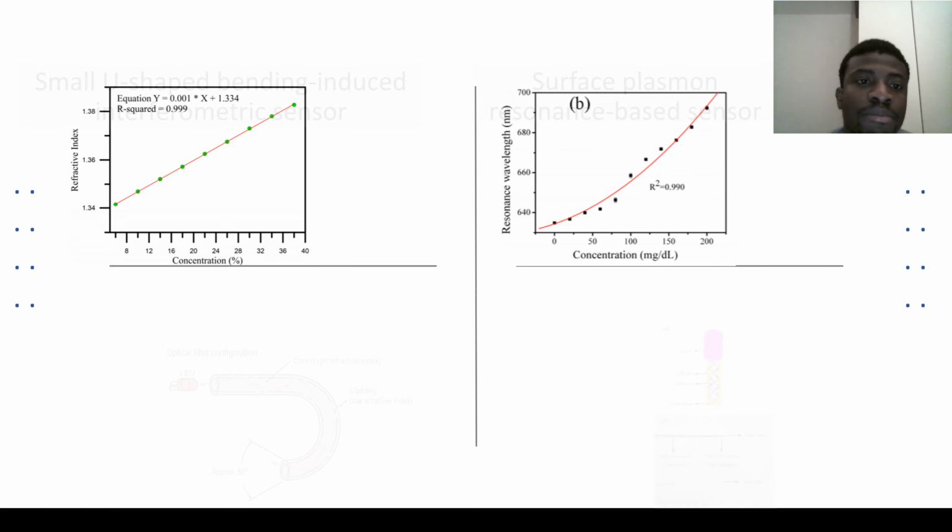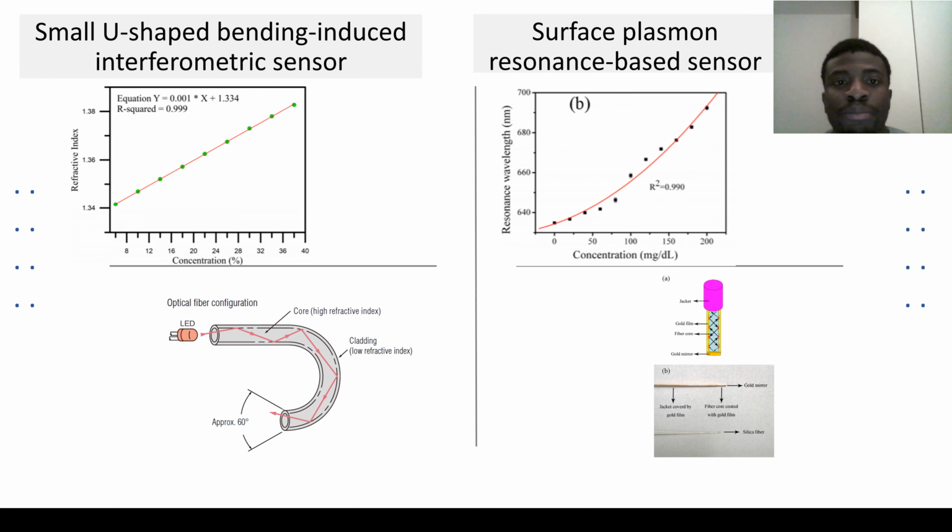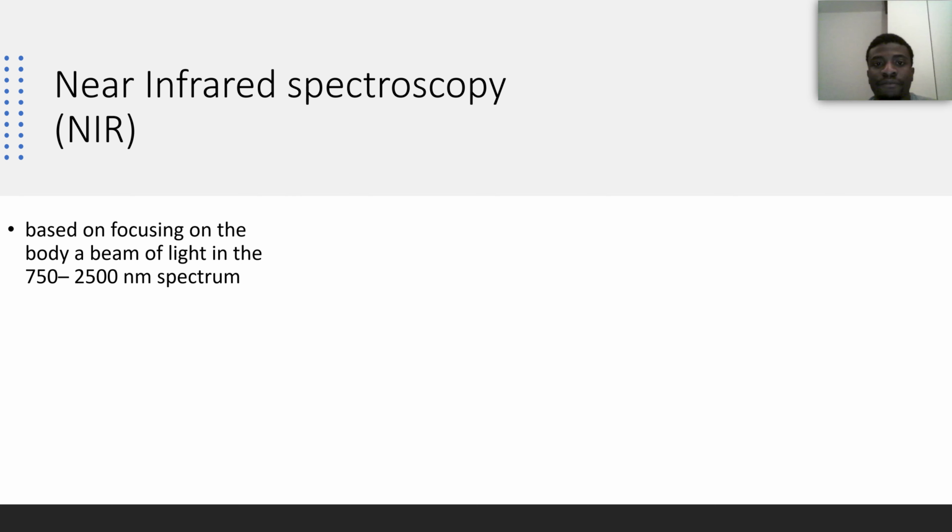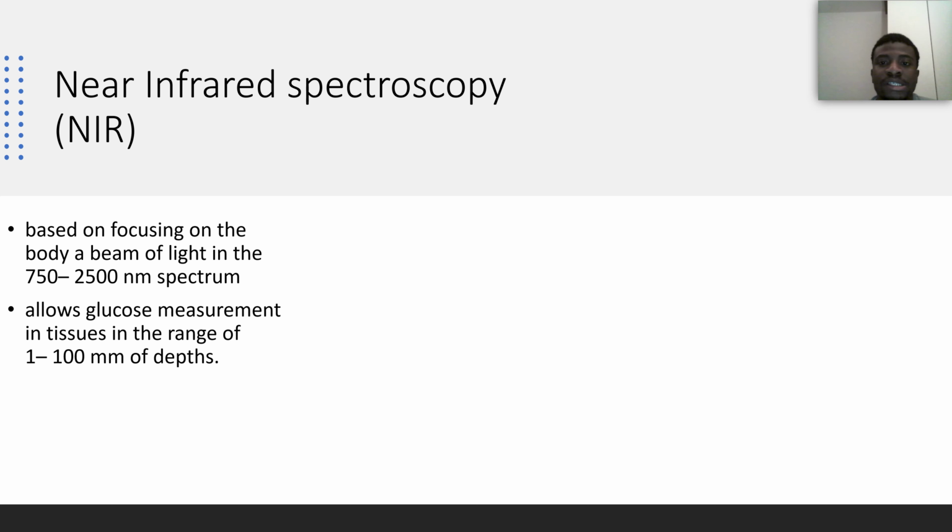Examples of sensors that are based on this relationship are the small U-shaped bending induced interferometric sensor and the surface plasmon resonance based sensor, respectively. You can see the pictures of this type of sensors below, and this is some extra information on this type of sensors. Near-infrared spectroscopy is a widely known non-invasive method that is based on focusing a beam of light on the body in the 750 to 2500 nanometer spectrum. It allows glucose measurement in tissues in the range of 1 to 100 millimeters of depth.